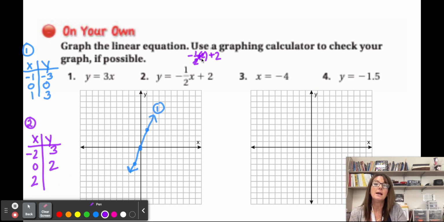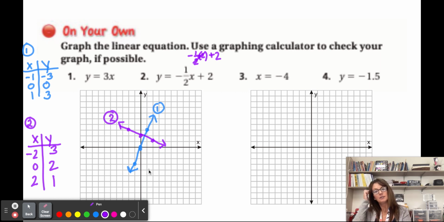And then if I put in a positive 2, this first term, the 2's would cancel, and I would have negative 1 plus 2. So 2 minus 1 is 1. So I can graph negative 2 and a positive 3, 0 and 2, and 2 and 1. So this would be my second line. Again, rulers are your friend in this chapter. All right, that was number 2.